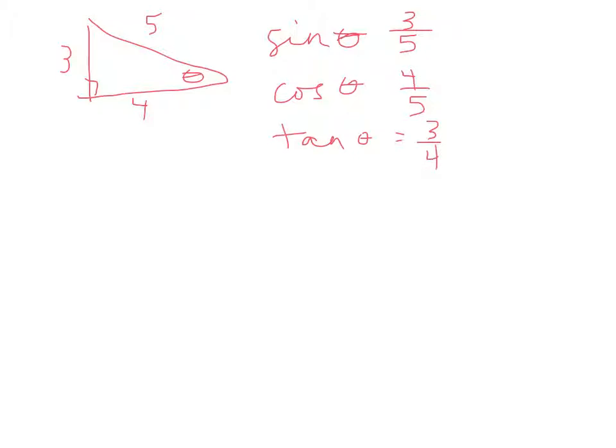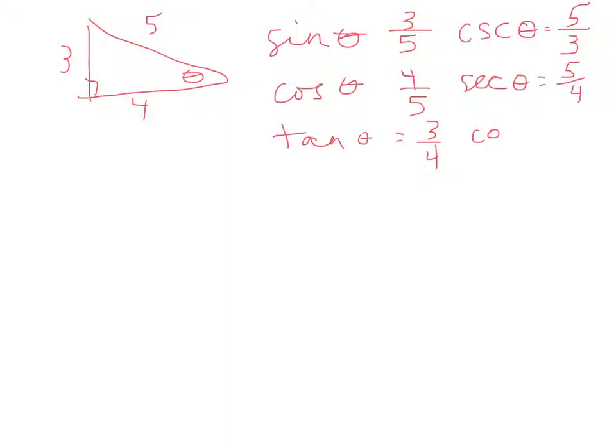So since sine and cosecant are reciprocals, the cosecant of theta, just flip the sine upside down. The cosecant is 5/3. It's the reciprocal of sine, or hip over op. Hypotenuse over opposite. Cosine was adjacent over hypotenuse. Flip that upside down, and that gives you secant, or hypotenuse over adjacent.